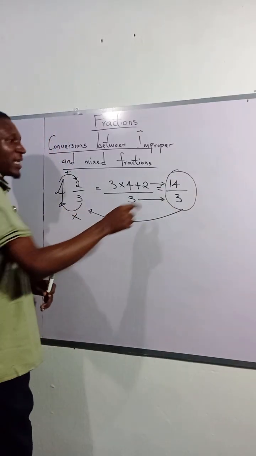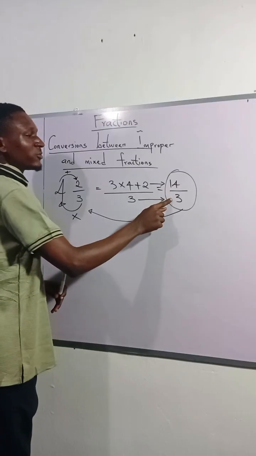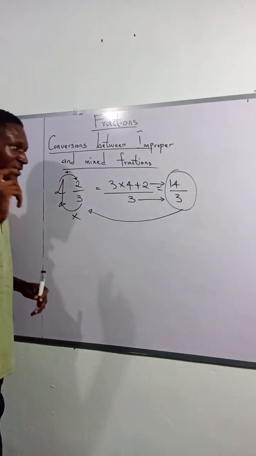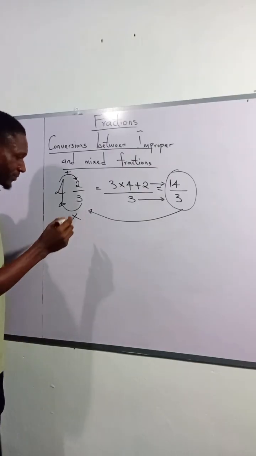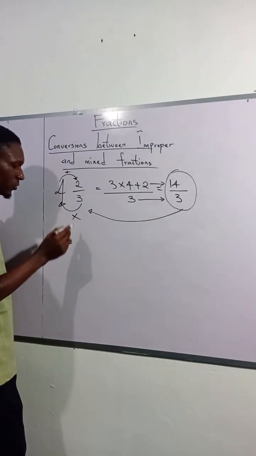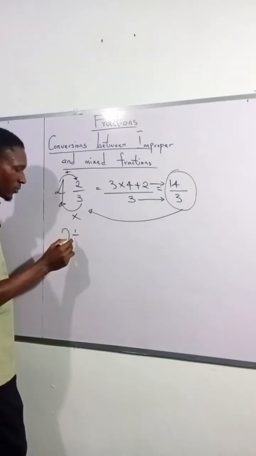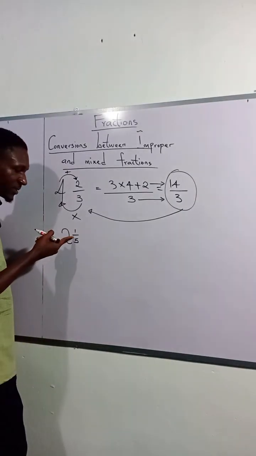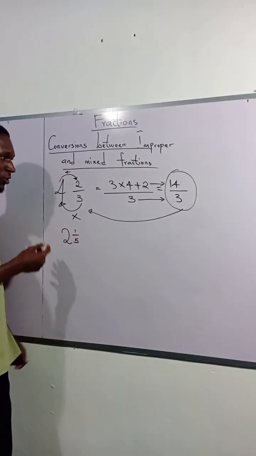Can you see that this is an improper fraction? You can't take 14 out of 3. That is why they converted it to this. So let's take a second example. Let's say we are having something like 2 whole number, 1 out of 5. This is a whole number and this is a proper fraction. Now we want to convert it.